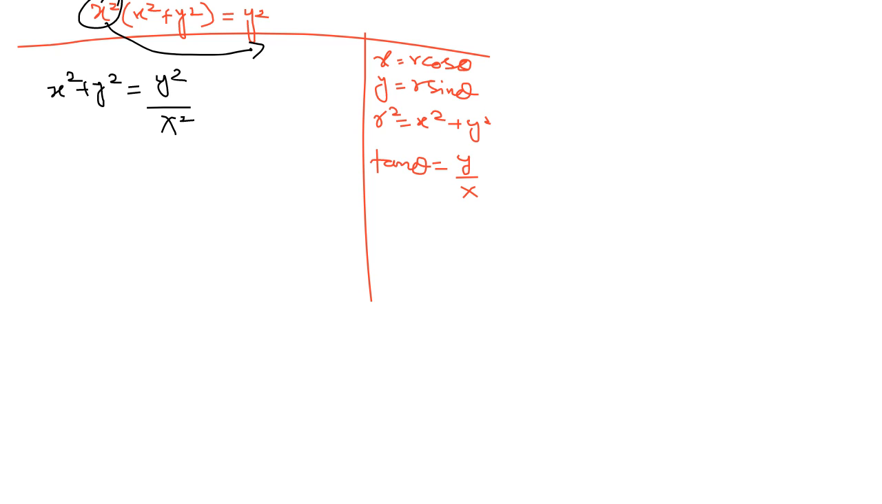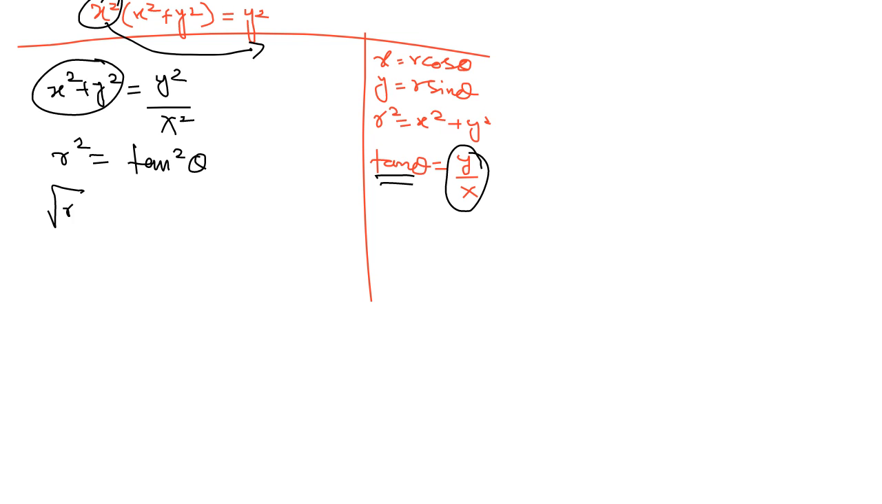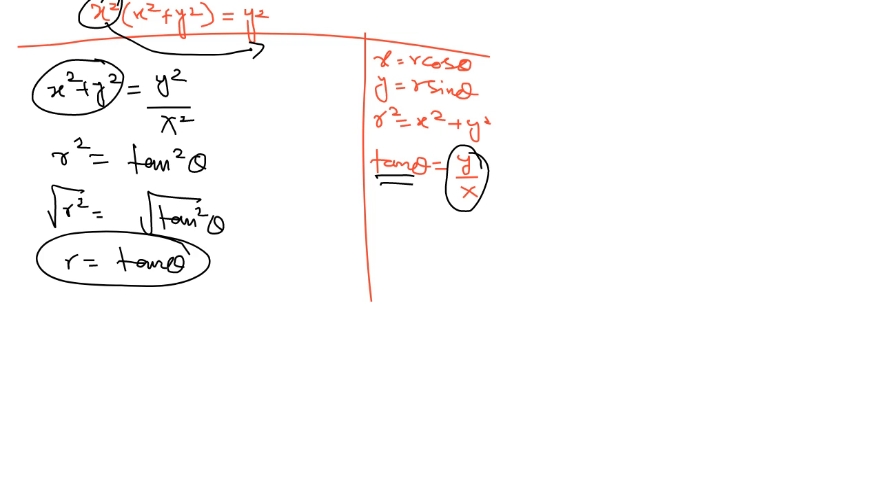Because on the left side it is multiply, and on the right side it will be divide. And x squared plus y squared is equal to r squared. y squared divided by x squared is equal to what? Tangent squared theta. Okay, so taking the square root on both sides, you will get what? r is equal to tangent of theta. That's it. Is this clear?